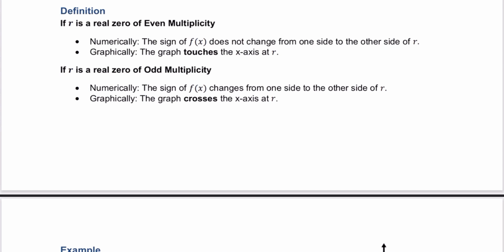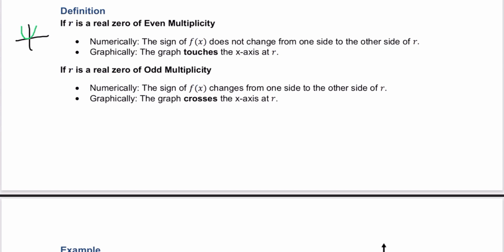If r is a real zero of even multiplicity, then numerically what's happening is the sign of f does not change from one side to the other. What we're more interested in is the graphical part. If r has an even multiplicity, then graphically the graph is going to touch the x-axis at r and basically bounce off it. Think of x squared. At 0, the quadratic bounces off at that 0. It touches and turns around.